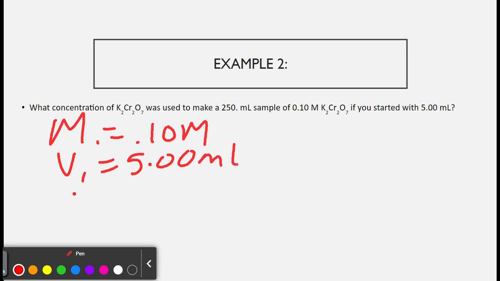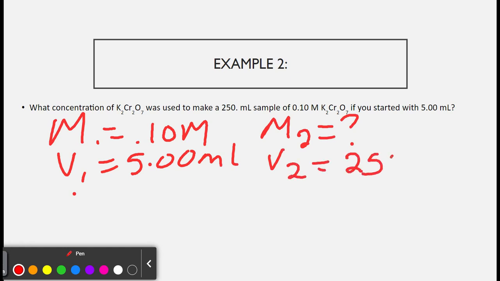What you're going to notice is I'm not changing my volume unit, because as long as the volume unit is the same, then I don't need to be in liters. I just need to have the same unit on both sides. So we're looking for molarity, and I'm going to keep my V2 in milliliters. There's just no reason to take the time to convert that to liters. Since I have milliliters for V1 and milliliters for V2, I'm ready to go.